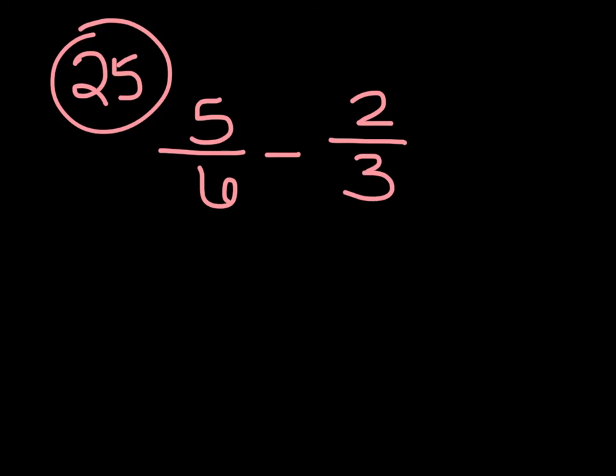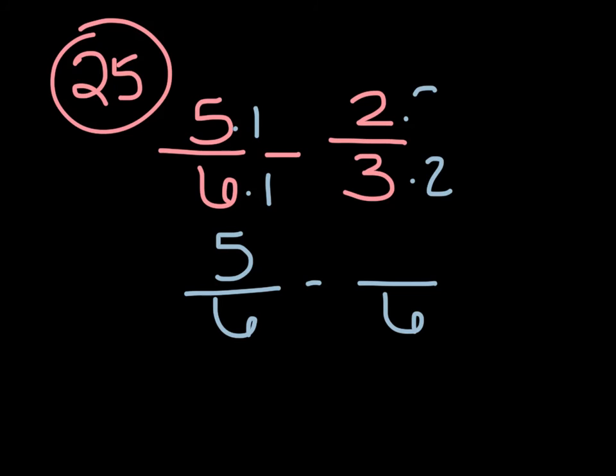Number 25 says, in Charlie's Town, 2/3 foot of snow fell on Tuesday. On Wednesday, 5/6 foot of snow fell. How much more snow fell on Wednesday than on Tuesday? And then they want to know how much fell together. So you're going to subtract first. 5/6 minus 2/3. Common denominator would be 6. 6 times 1, 5 times 1. 3 times 2, 2 times 2. So there it is. That's how much fell more on Wednesday than on Tuesday.